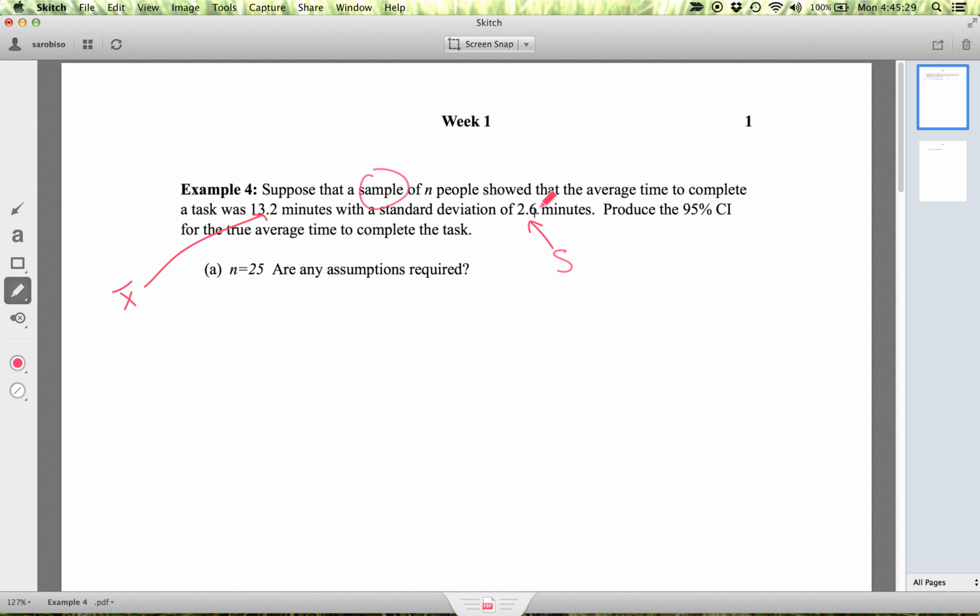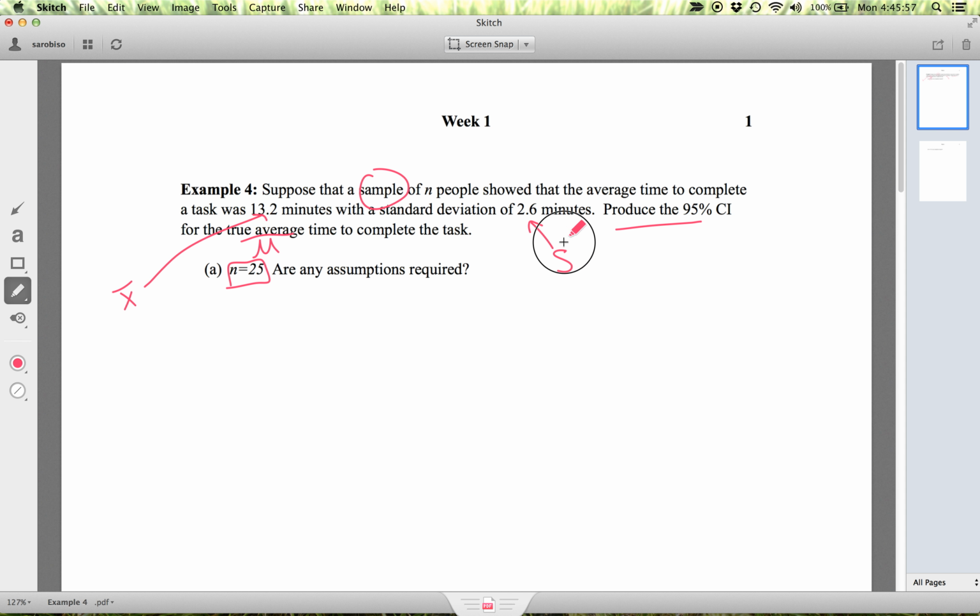So this is not sigma, this is the standard deviation of a sample, this is S. Okay, this is the sample standard deviation. We would like to produce a 95% confidence interval for the true average. The true average, of course, is called mu, and here part A is asking us to do this if the sample size is 25, and then, of course, if there are any assumptions required.